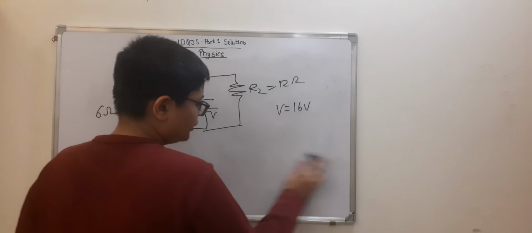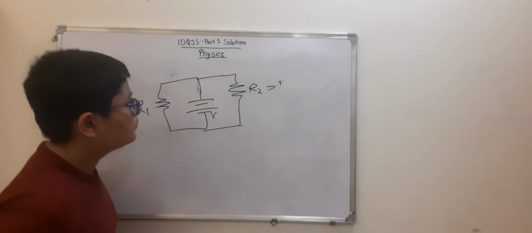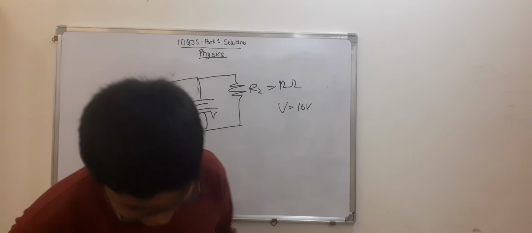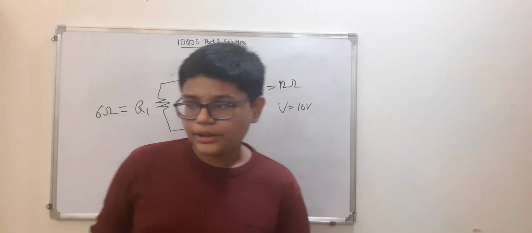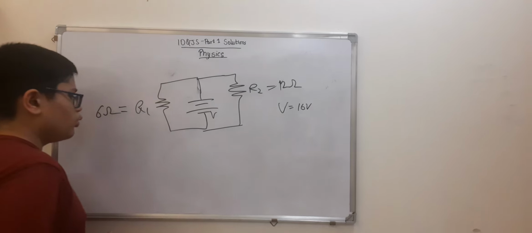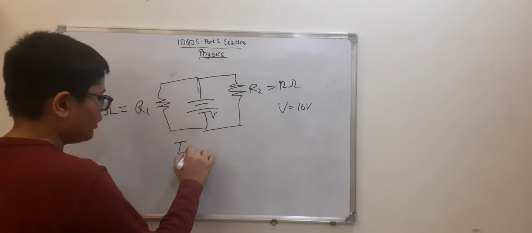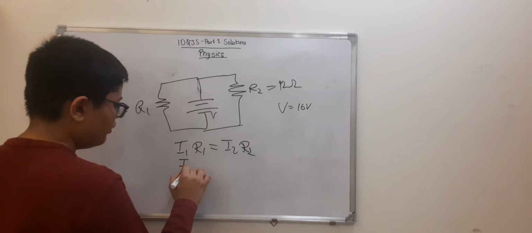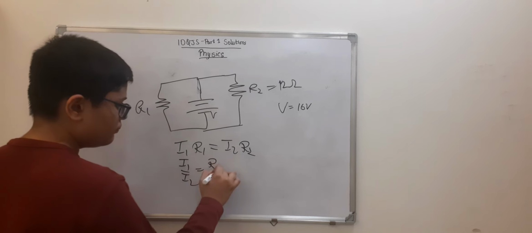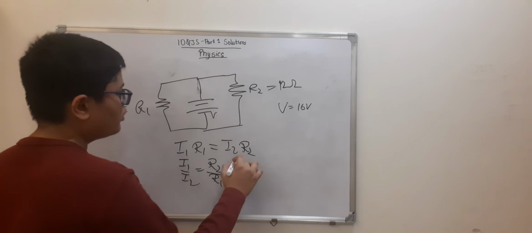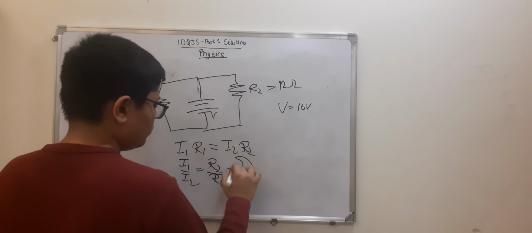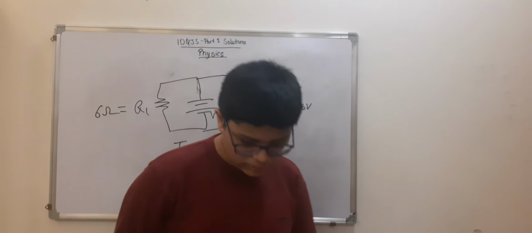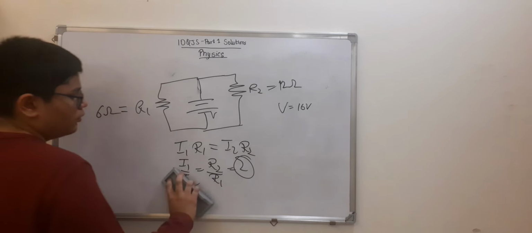Let's move on to the next option, so you can check that as well. Sorry, I missed this: R2 is 12 ohm and V is equal to 16 volt. Next, they are saying the ratio I1 upon I2 is equal to 2. Basically we have to use Ohm's law, and since they are in parallel, the voltage across them is the same, so I1 R1 equals I2 R2. So I1 by I2 equals R2 by R1, which equals 2, because it's 12 by 6. So option B is also correct because they have given I1 by I2 is equal to 2, which is correct. We can move on to the next option.